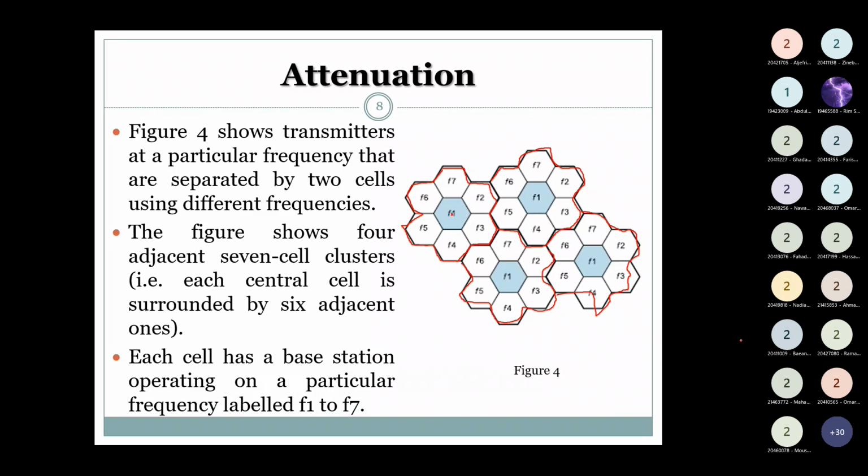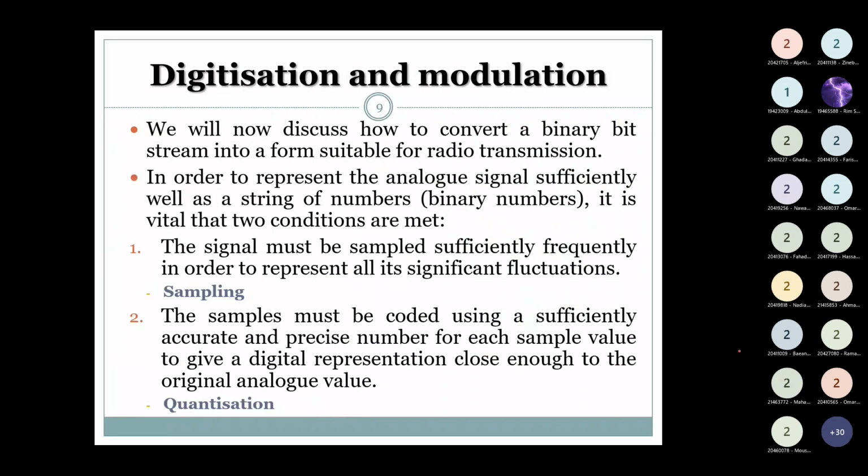Okay, clear. So let's move now to digitization and modulation. Now we will discuss how to convert a binary bit stream into a form suitable for radio transmission. So now we have some bits and we need to send these bits to the receiver using radio transmission, using wireless communications.